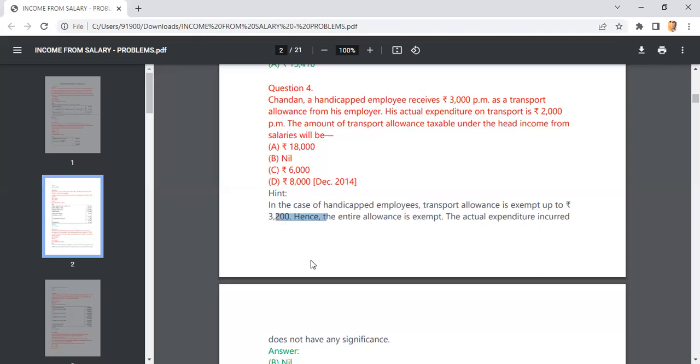Okay? So that's the reason the answer is nil here. So it will not come under any of the heads. In no head of income will this handicap allowance come.